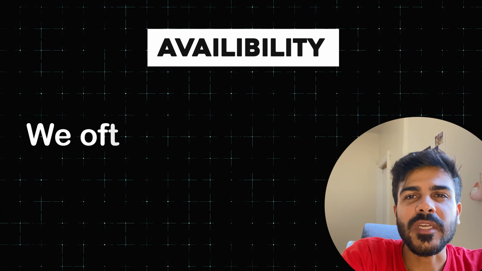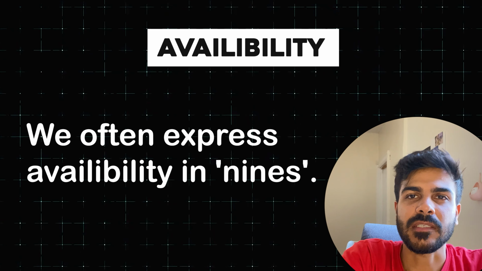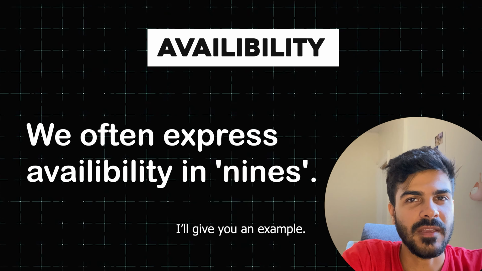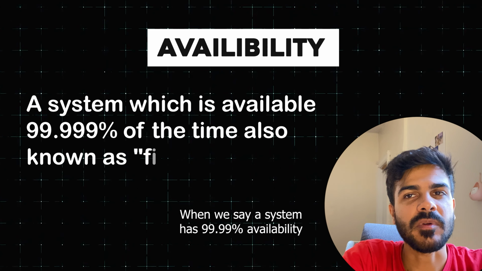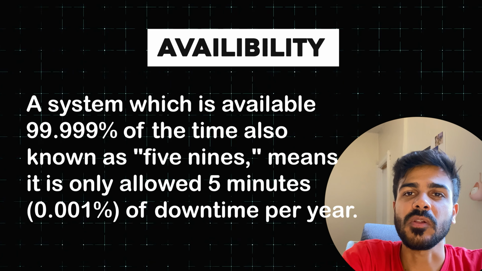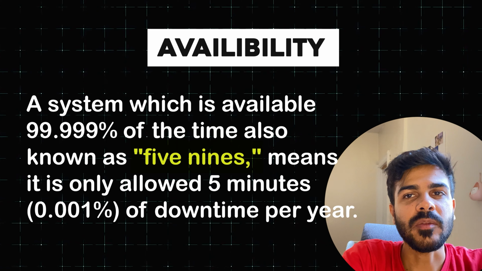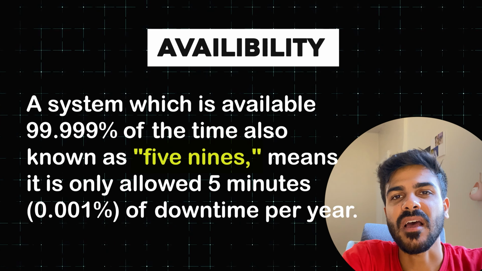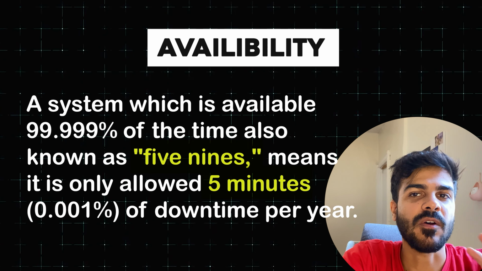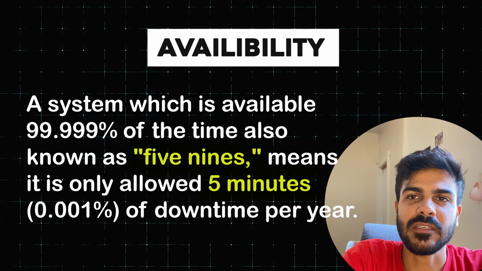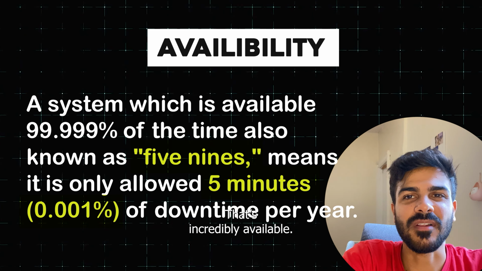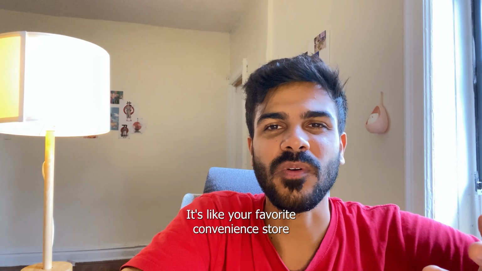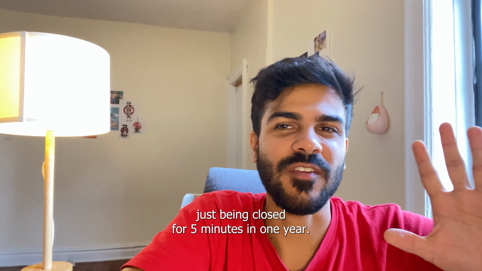We often express availability in nines. What is nines? I'll give you an example. When we say a system has 99.999% availability, also known as 5 nines, it means the system is allowed only 5 minutes of downtime per year. 5 minutes or 0.001%. That's incredibly available. It's like your favorite convenience store just being closed for 5 minutes in 1 year.